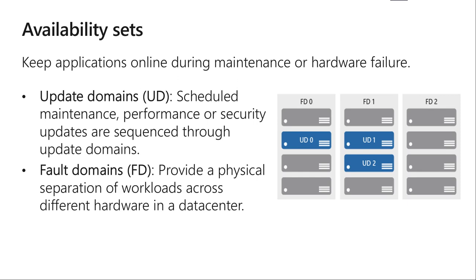And fault domain is more like fault tolerance. Fault domains provide physical separation of your workload across different hardware in the data center. This includes power, cooling, and network hardware that supports the physical server hosting the server rack. In the event the hardware that supports the server rack becomes unavailable, only that rack of servers would be affected by the outage. The other servers will still be up and running.